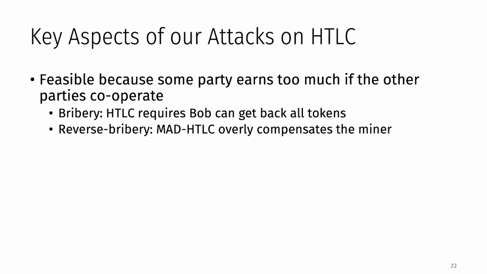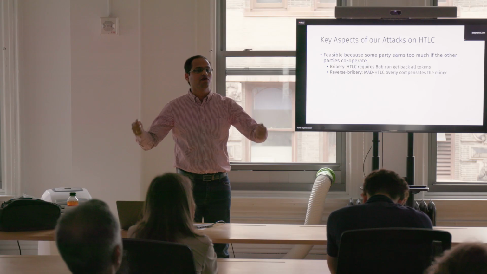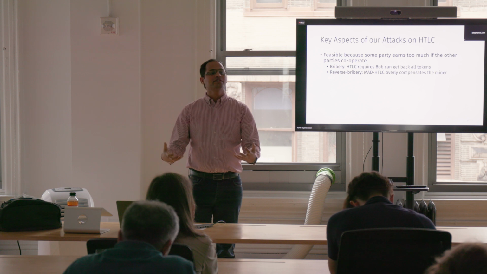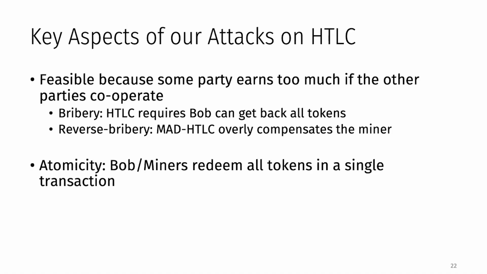In the case of reverse bribery, where the miner was paying Bob, note that MAD-HTLC was overly compensating the miner. MAD-HTLC said, if you confiscate the entire amount, that gives the miner some excess money that it can use to bribe Bob. A second aspect of our attack was atomicity. Somehow this redemption happened in one go. You just put out a transaction and you get back all of the money. This is something that we used in SDRBA, where you put in this TX-DEPM and miners get back all of the money, or Bob puts in TX-DEPB and he gets back all of the money in one transaction.